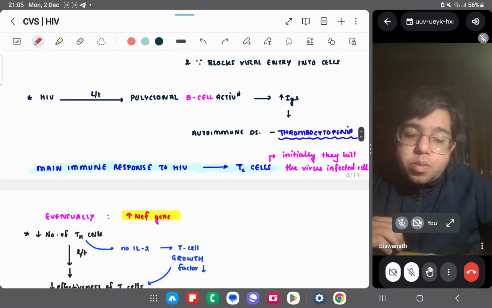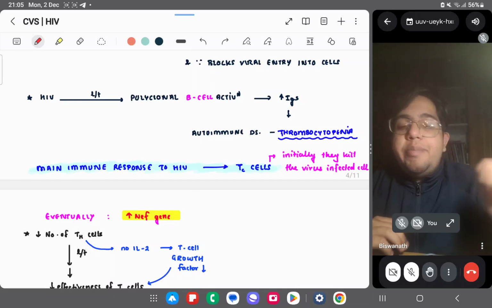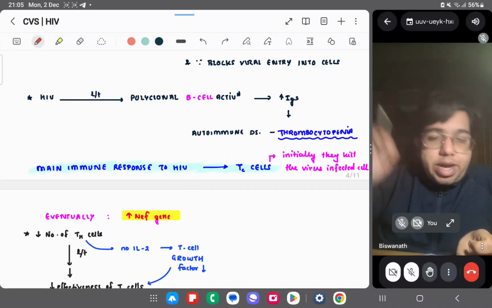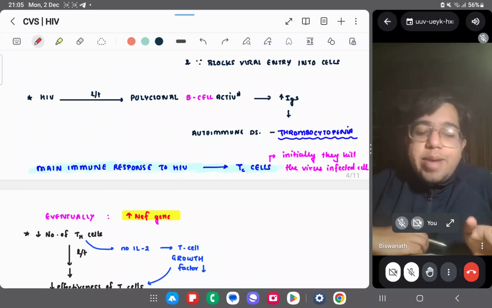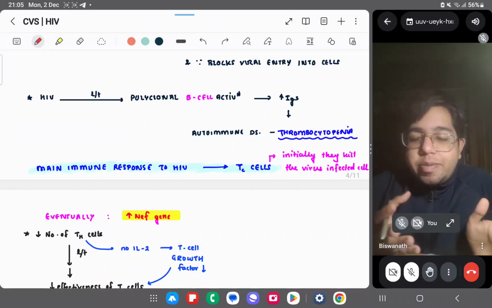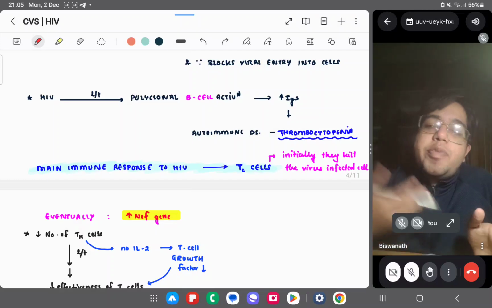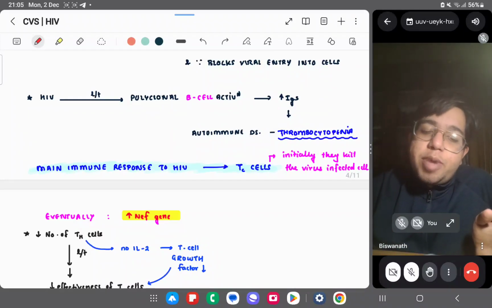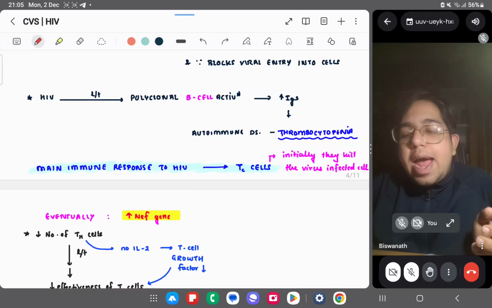Okay, this is an important part. HIV can also cause thrombocytopenia. Okay, how? Because it is leading to polyclonal B cell activation. It is activating a lot of B cells, and these B cells are producing immunoglobulins. So there is hypergammaglobulinemia as well. Okay, and we have thrombocytopenia as well. Understood?